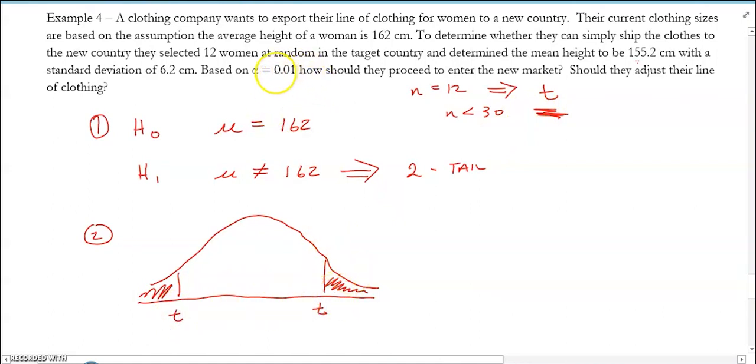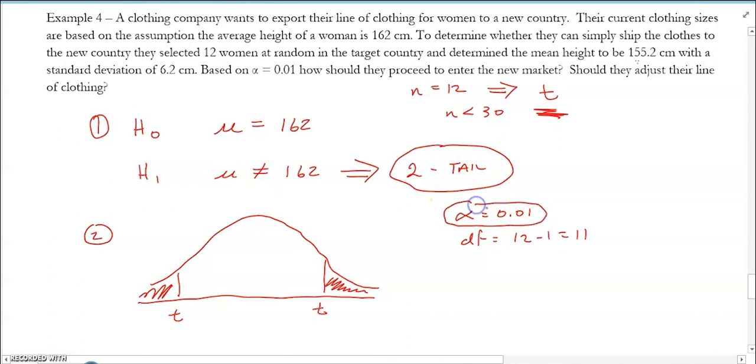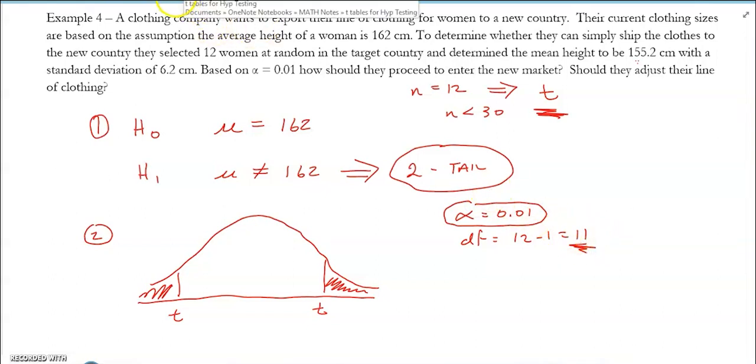Now, alpha is 0.01, so let's just state that. Alpha, 0.01, degrees of freedom is 12 minus 1, which is 11. So we're going to look at the two-tail row, the 0.01 alpha column, and the row with 11 degrees of freedom in our table for hypothesis testing, the t-table. So let's keep that in mind.